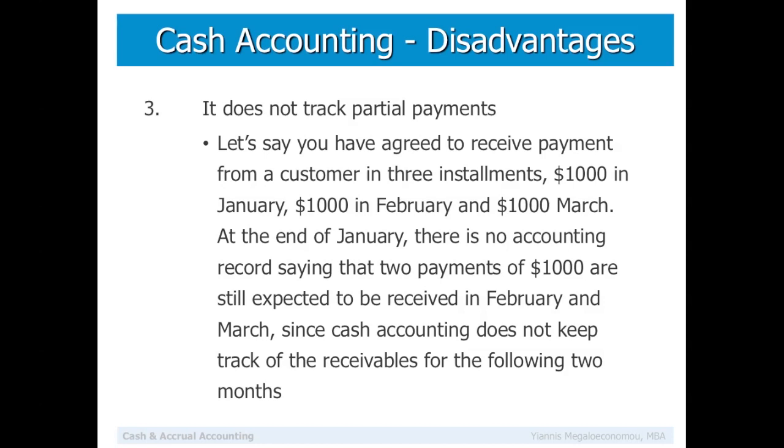So again, for the other two expected payments that the business is to receive from the customer, the owner or the manager needs to rely on his or her own personal records other than the accounting books.